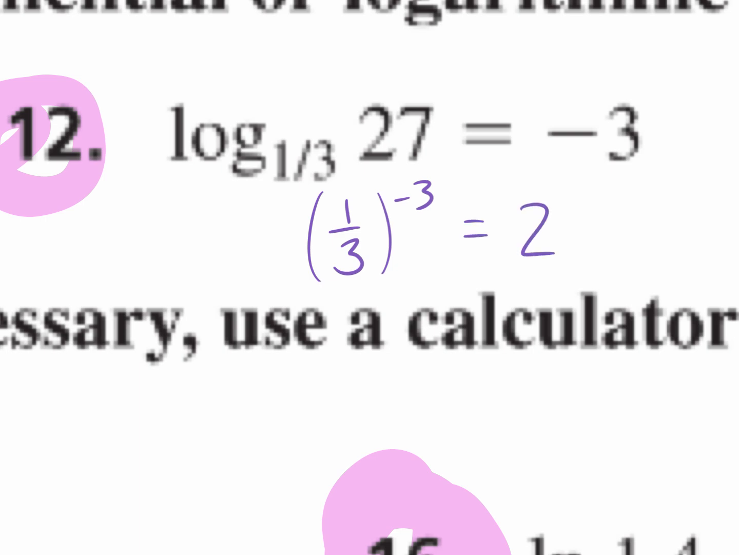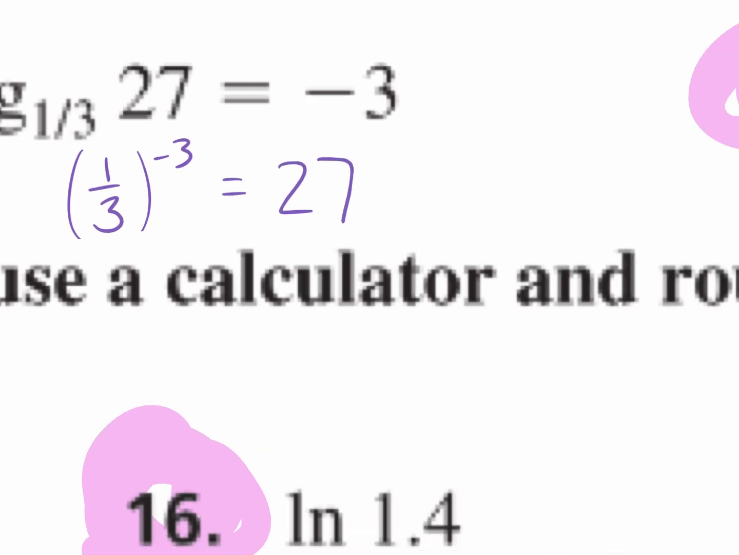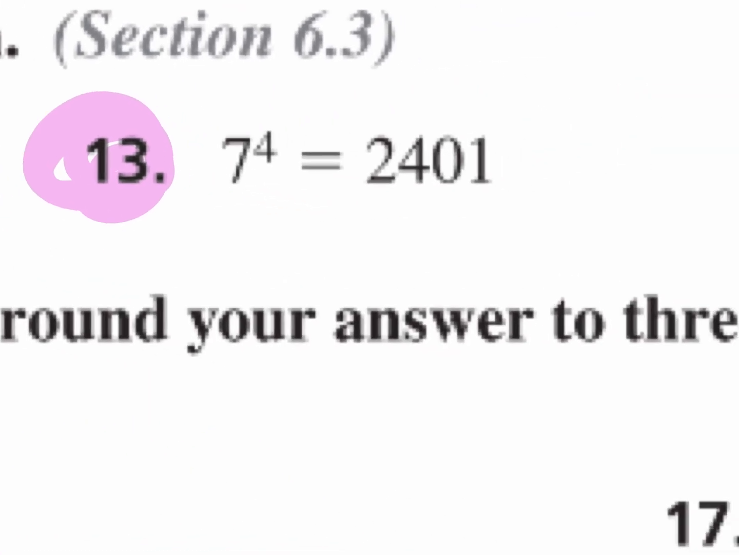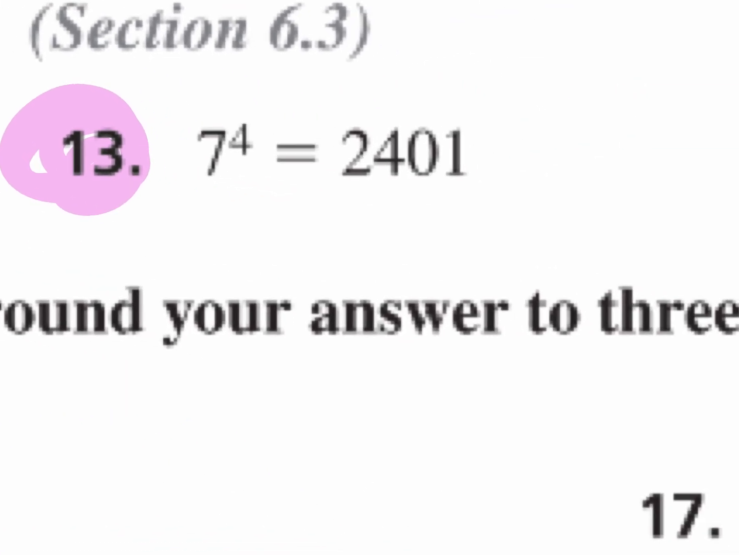Perfect. 1/3 to the power of negative 3 is equal to 27. Yeah, you're rewriting, you're not solving, you're just rewriting. So this one we're putting it into log form. So log form, we need to start with a log. Is equal to 4. So you always start with the base and then flip the other two.